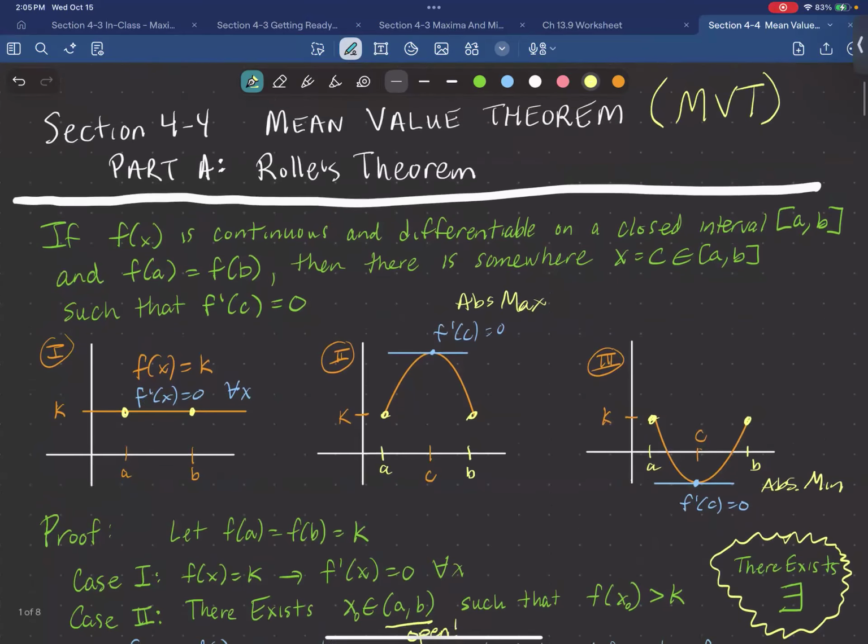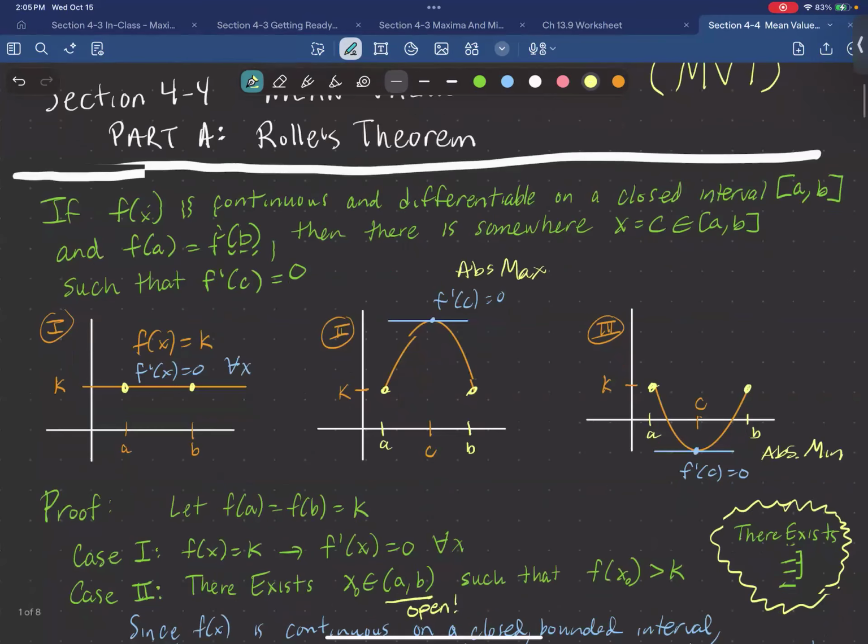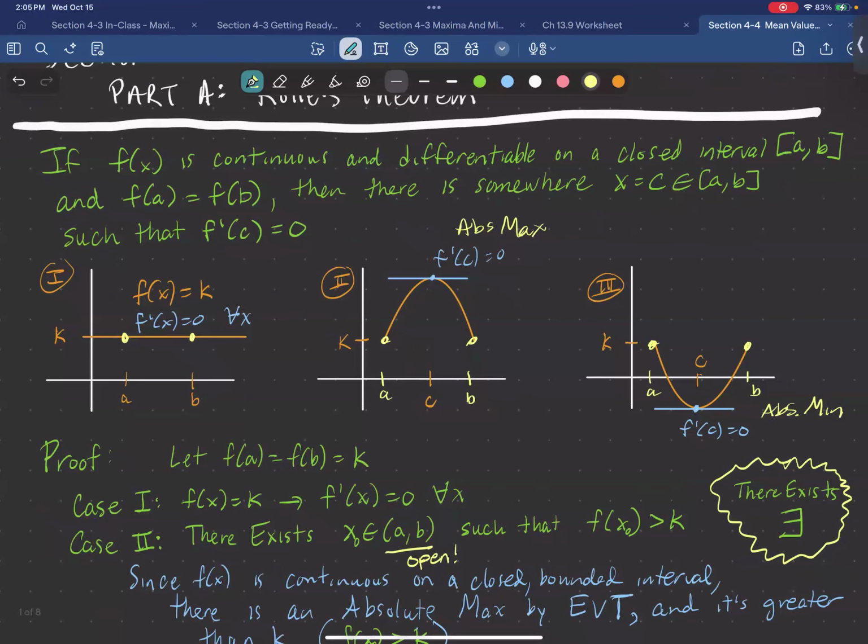Case 2, there exists an x naught in (a, b) such that f of x naught is greater than k. And this notation over here, there exists, we often use this capital E backwards. I try to start slipping it in later on, get you used to seeing it. So we're going to assume there's some point x naught that is greater than k. Like on this picture up here, x naught might be right here. So f of x naught is right there and is clearly greater than k.